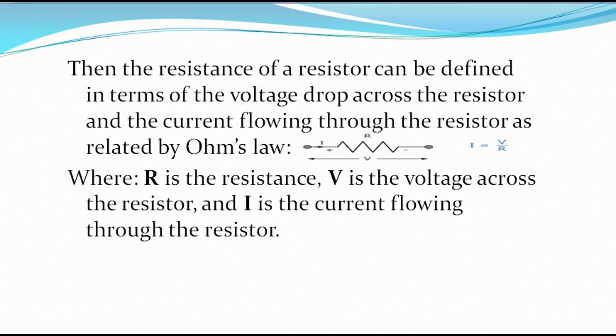In all, I summarize it here. Here we have current: I equals V over R. That is Ohm's law, where R is the resistance, V is the voltage across the resistor, just as I explained before, and I is the current flowing through the resistor.